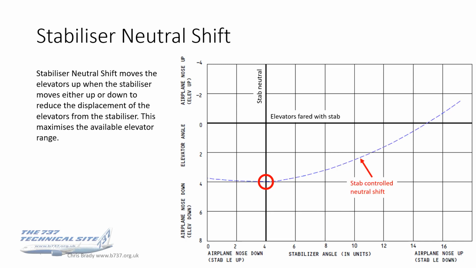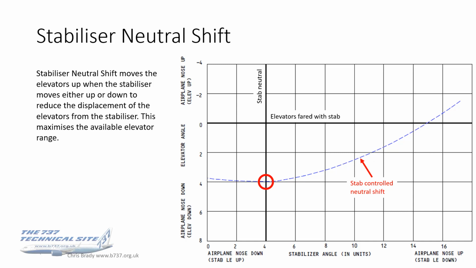Okay, stabilizer neutral shift. That is what's drawn on there in the blue dotted line, the effect of stabilizer controlled neutral shift. And this will move the elevators up whenever the stabilizer moves either up or down, to reduce the displacement of the elevators from the stabilizer.